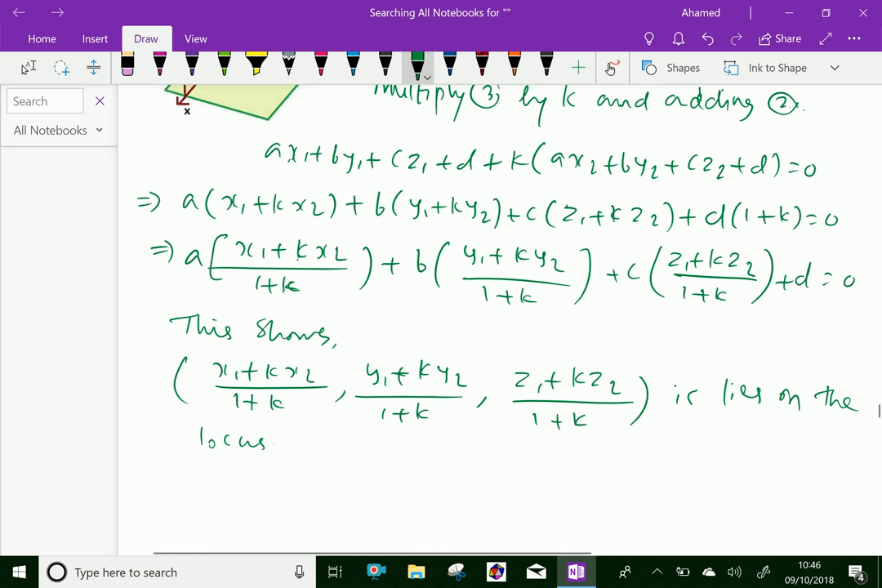But for different values of k, these are the general coordinates of any point on the line PQ. Therefore, we can see that this represents the general equation of the plane.